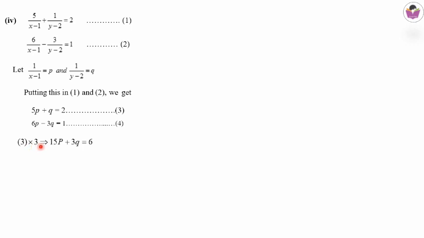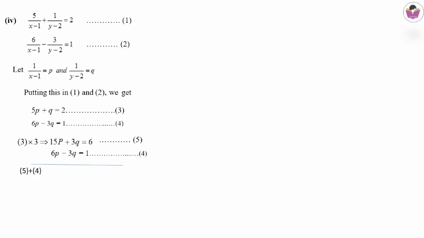When I multiplied by 3 here, 5 into 3 is 15, 3 into q is 3q, 3 into 2 is 6. Label it as equation number 5. The next equation remains the same, 6p minus 3q is equal to 1. Now we solve these two equations. The signs are different, plus 3q and minus 3q, so simply adding is enough.